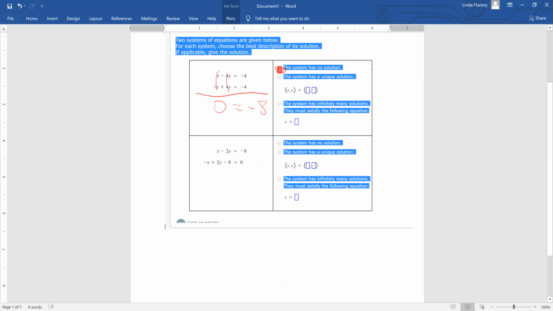So that one we're just done. We've got it solved. It has no solutions. Those two lines would be parallel if you graph them. On the other one, you notice it's not quite in standard form. The top equation is in standard form, but the second equation is not.